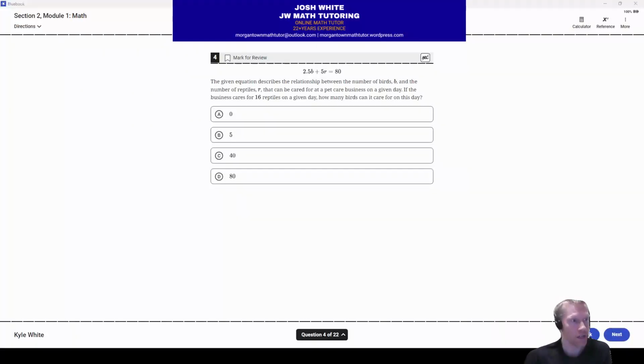Okay, next question here. We have basically a linear equation, but with two variables. And so they tell you that basically R, the number of reptiles, is 16, and they just want to know then what does B have to equal. So all you're really doing is just plugging in 16 for R and then going ahead and solving for B.